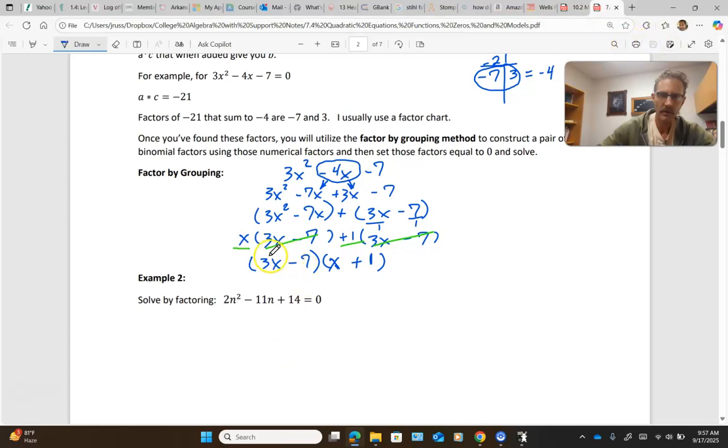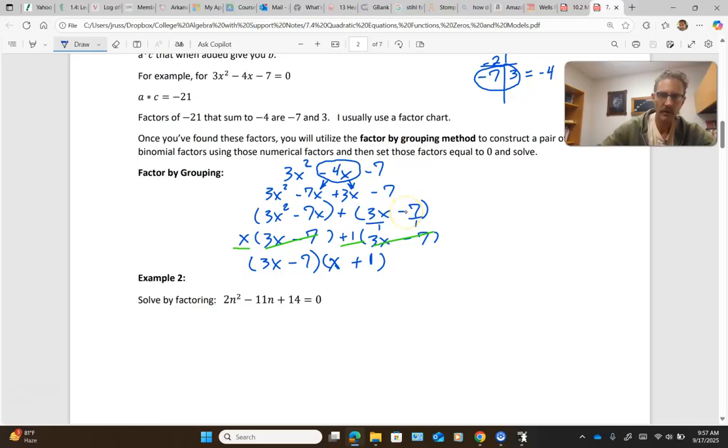And you can even check it. Anytime you're factoring, guys, you can always go back and check by multiplying. So 3x times x, that would give me 3x squared. 3x times 1 is 3x. Negative 7 times x is negative 7x. Okay, like what we had here. These two terms would combine to get me back to negative 4x. And finally, negative 7 times 1 is negative 7. So this works out. This is the factorization.